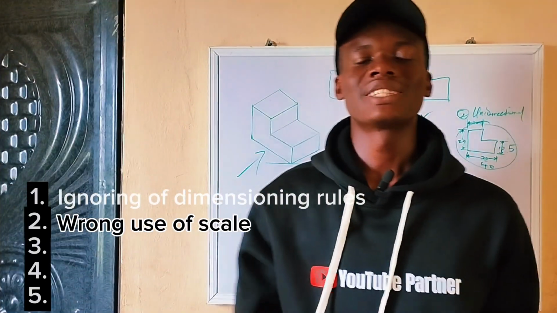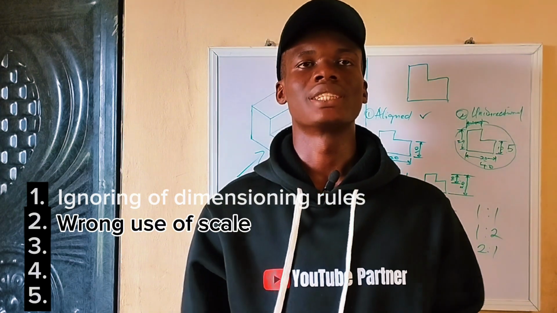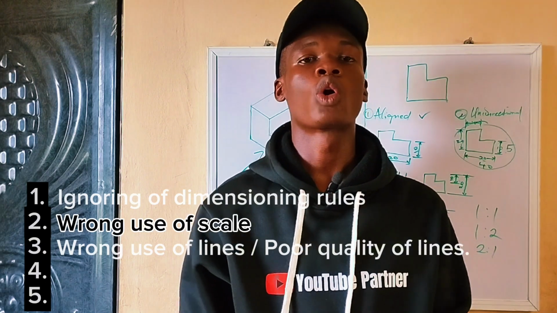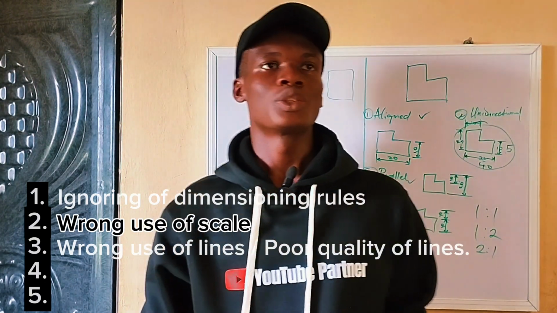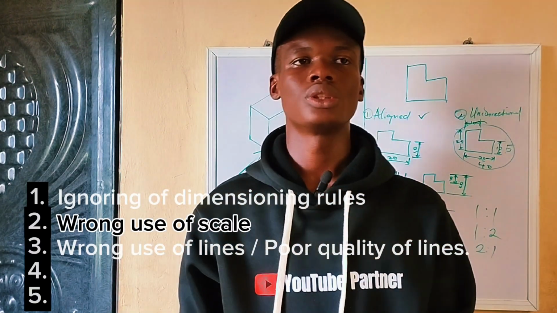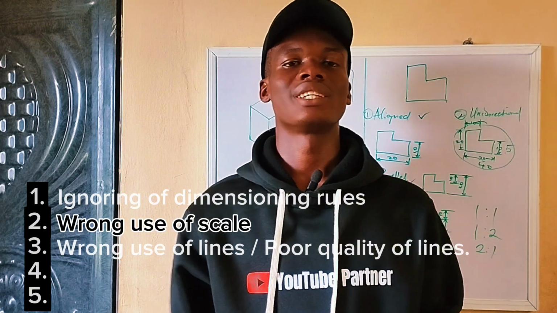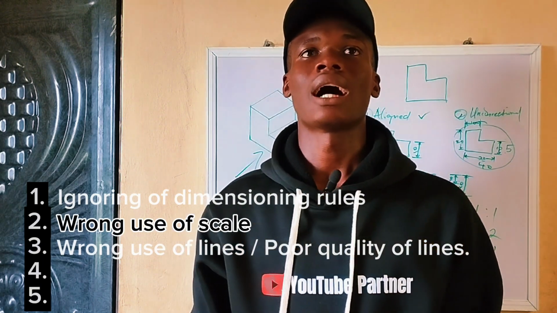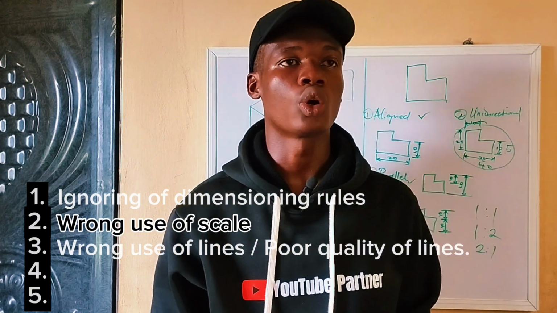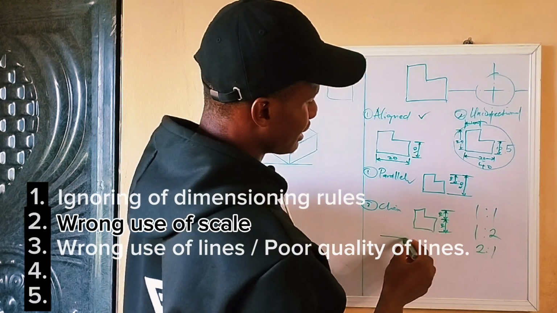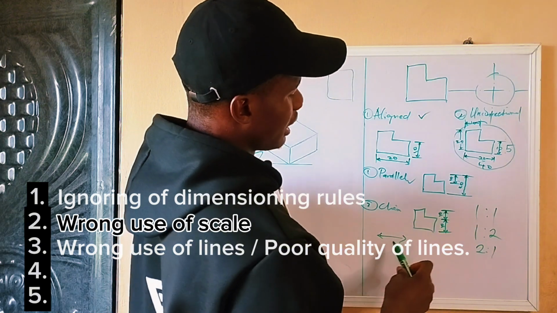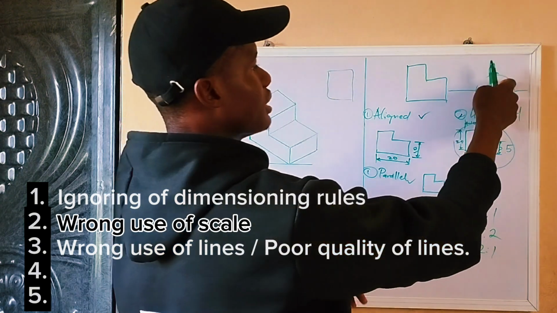Okay, so the number 3 mistake I see most students make is the wrong use of line, or let me say poor quality of line. As an engineering student or technical student doing technical drawing, you need to know when to use thick line or thin line, the different types of line we have, and their uses also. You should know that dimensioning lines always have arrows at the edge. You wouldn't be using dimensioning lines for a thin center line.